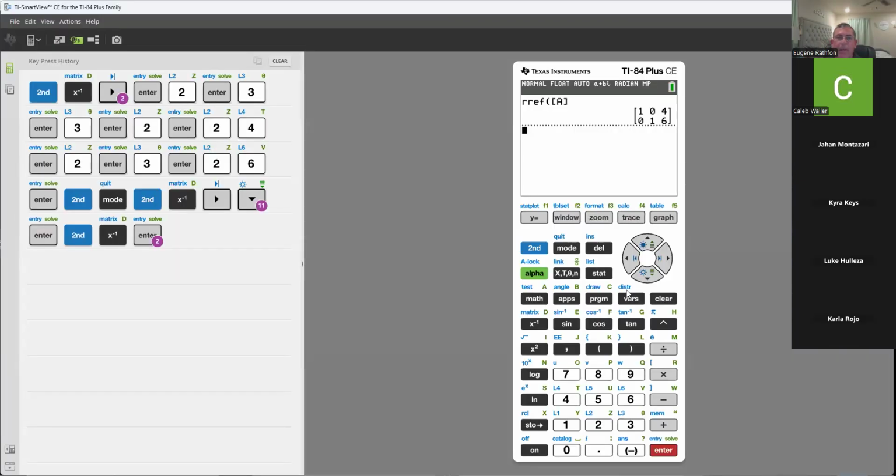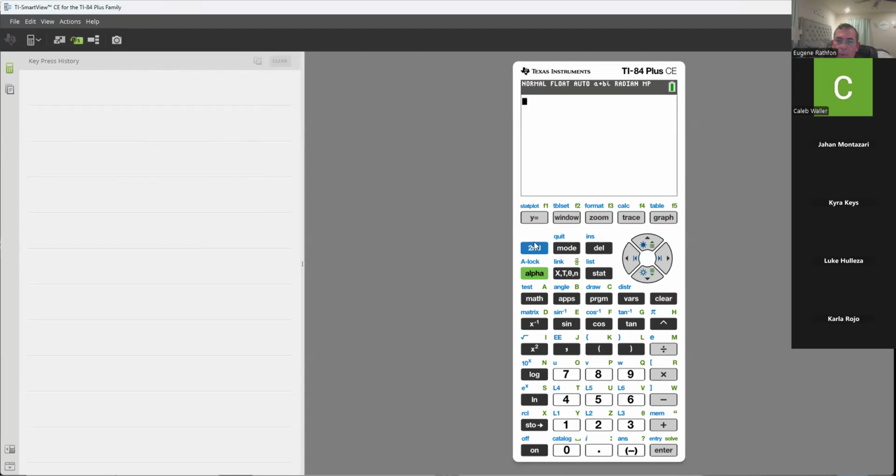All right, so I'm going to clear everything off. All right, so we're going to hit second, x -1 to get into the matrix. We're going to go to edit. And once I highlight edit, I'm going to hit enter. So, how big is this system of equations? Because that one was 2 by 3. What y'all think this one is? And remember, it's rows by columns.